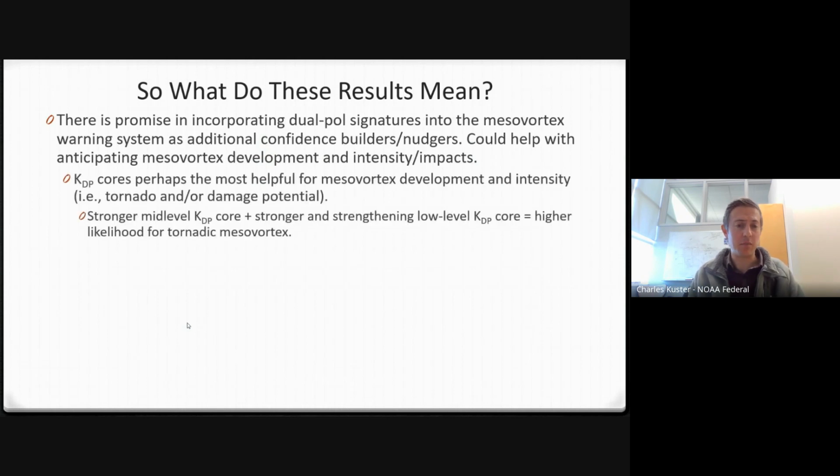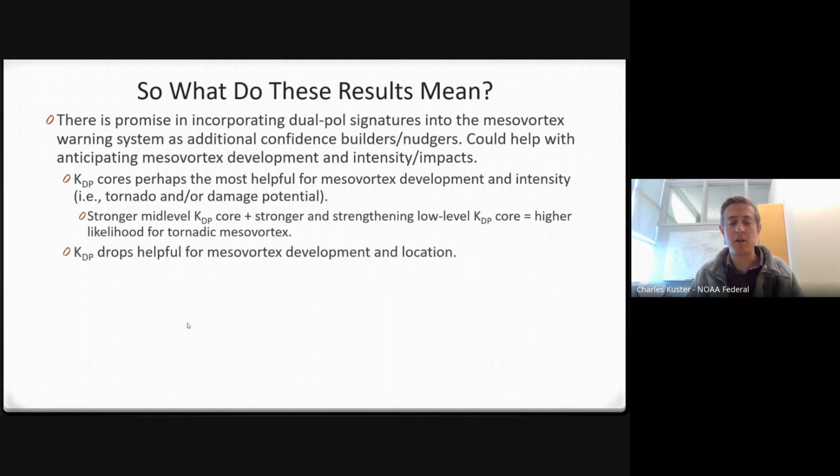I think, like I mentioned, KDP core is probably most useful. Part of that is because we saw those differences between tornadic and non-tornadic mesovortices, damaging and non-damaging, even EF2 versus EF0. Those low-level KDP cores had statistically significant differences between EF2 tornadoes and EF0 tornadoes. And that was the only radar signature that we looked at that had that. So I think KDP cores do show some promise. So really, if you have a stronger mid-level KDP core and a stronger and then strengthening low-level KDP core, remember there was that different, increasing trend for the tornadic mesovortices. To me, that would suggest a higher likelihood for a tornadic mesovortex.